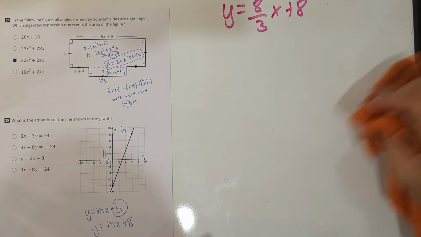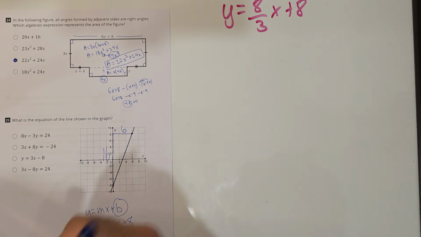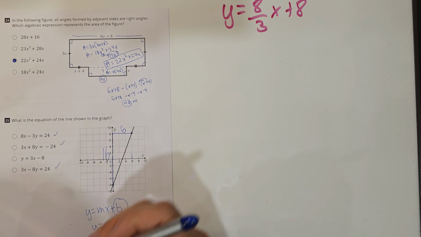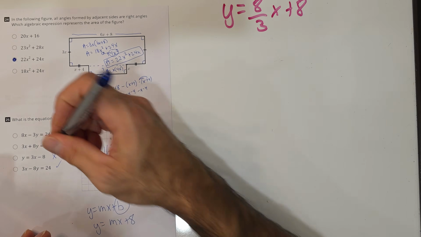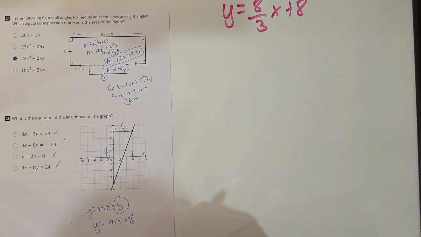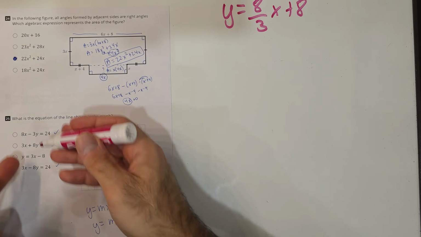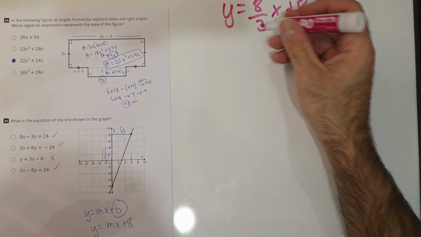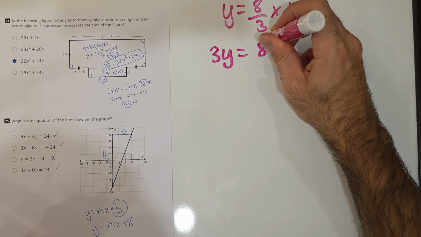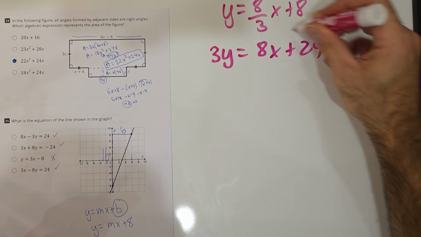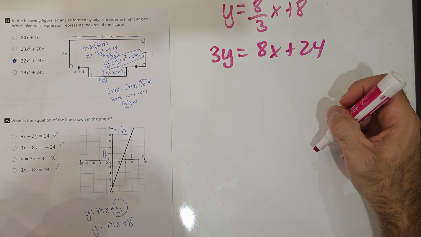It might be in standard form. These 3 are in standard form. This is the only one in y-intercept form. So actually, all I know is that it's not this one for sure, because it doesn't look like that. So what do I have to do? Put it in standard form. There's no fractions here, so I'm going to get rid of the fractions. I'm going to multiply everything by 3. 3y is 8x plus 24. These 3's would cancel out by multiplying by 3.